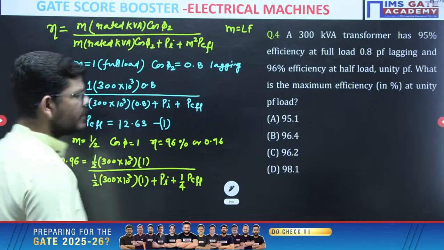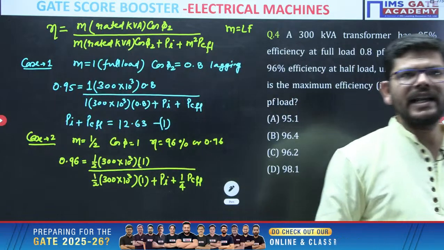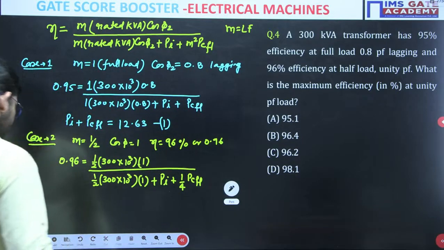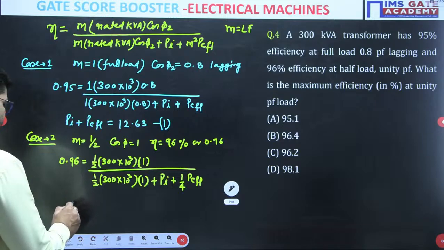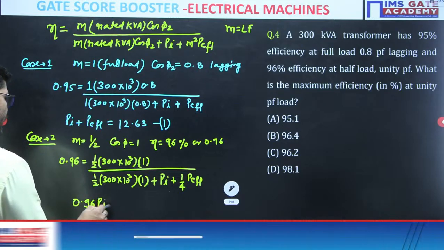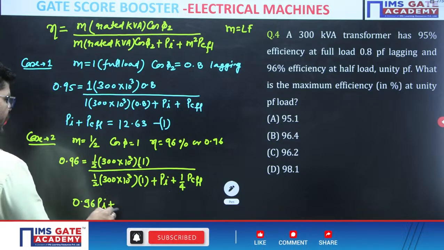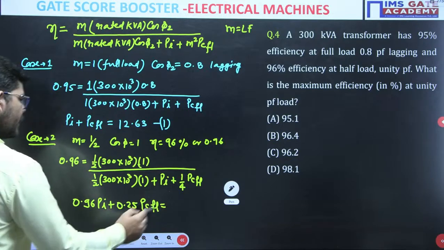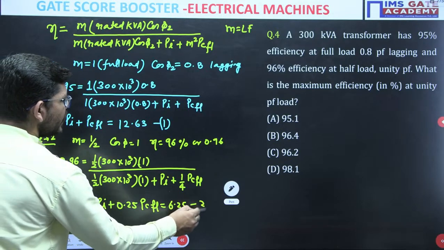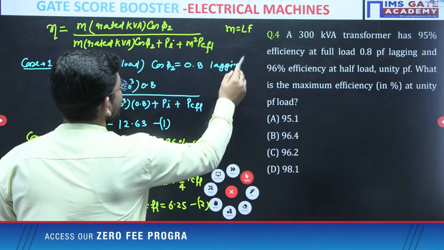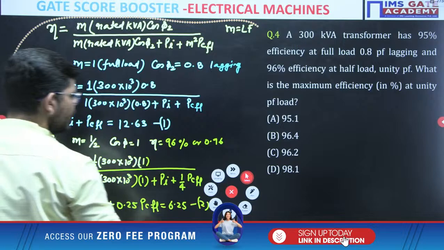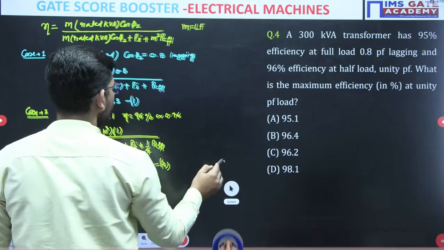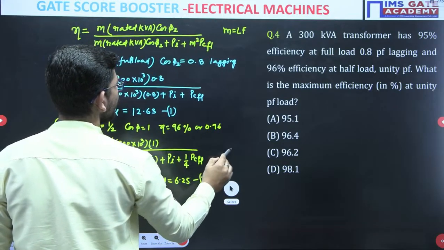Now just see, in this equation again the unknowns are iron losses and copper losses, right? So when you solve this equation, what will you get? You will get 0.96 Pi plus 0.25 PCFL. This might be coming equal to 6.25. This is what I have calculated. You can re-verify this, okay? So after applying these conditions and the formula, you will be getting two equations, right?